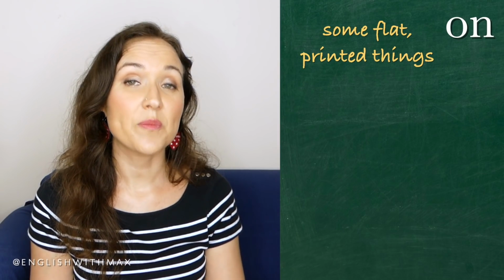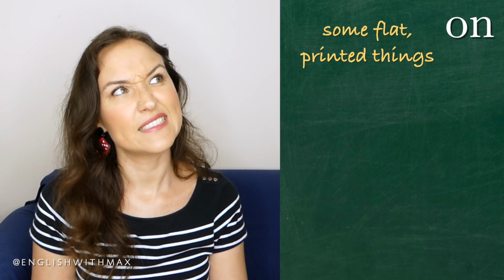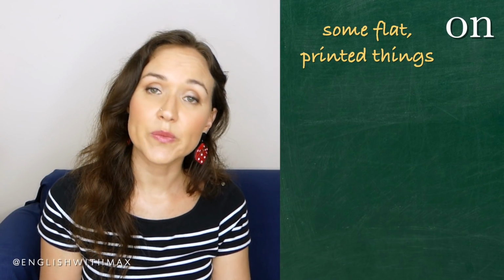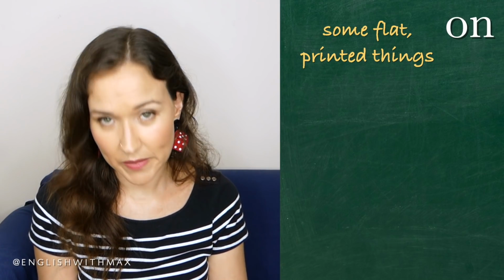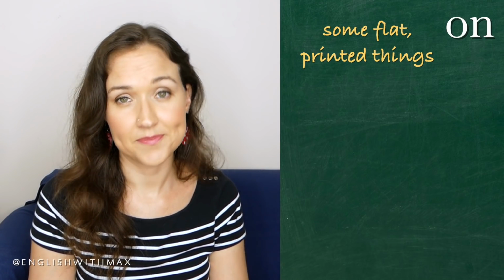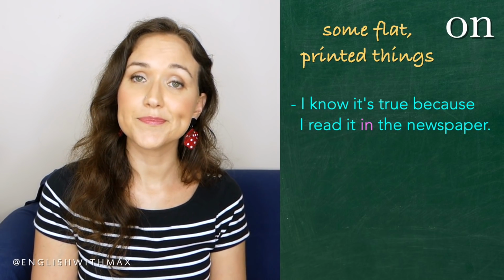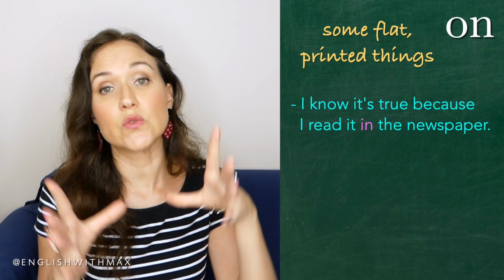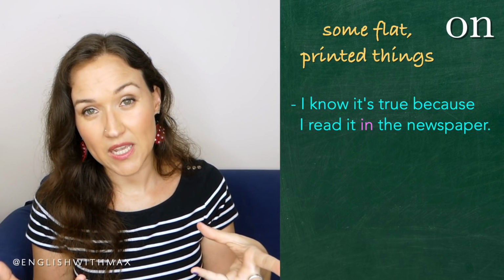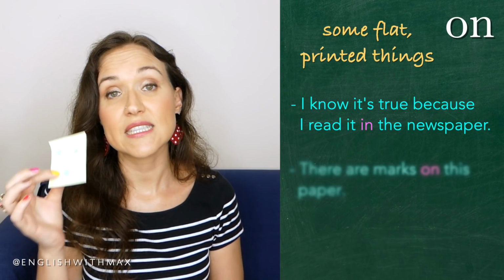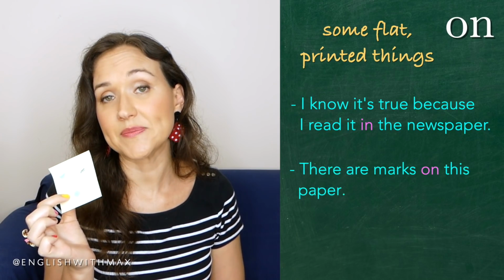When we're talking about paper, well, it depends. If we're talking about something like a newspaper or a research paper, we use in. I know it's true because I read it in the newspaper. If we're talking about a physical piece or sheet of paper, we use on. For example, there are marks on this paper.